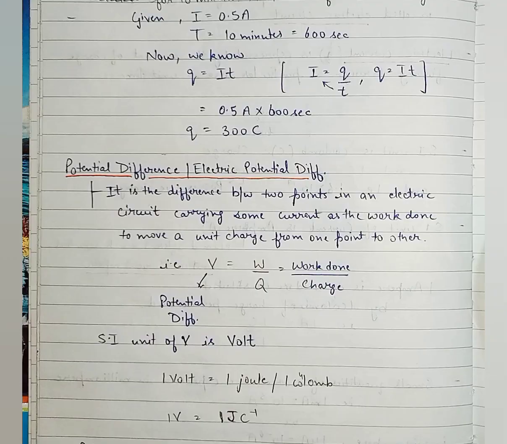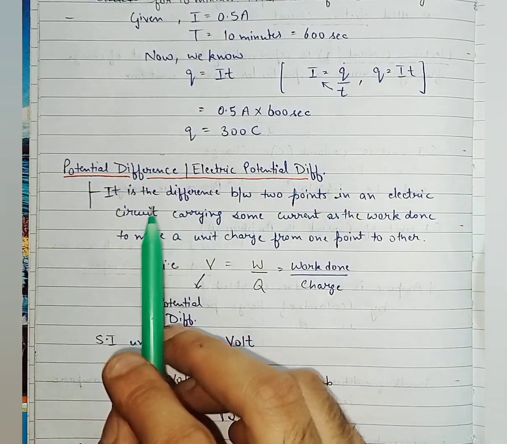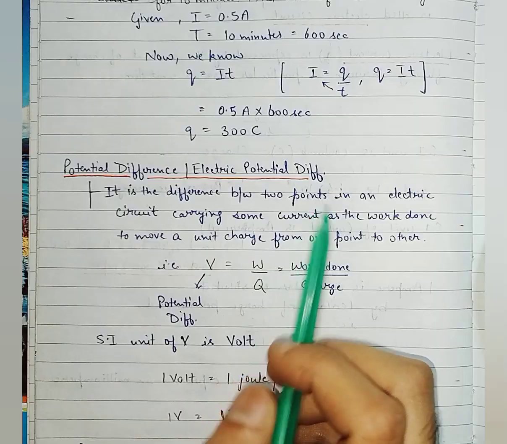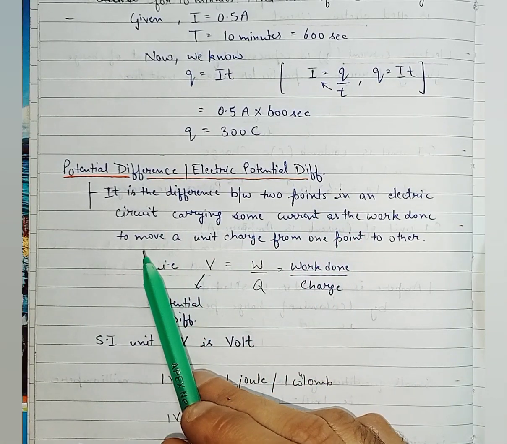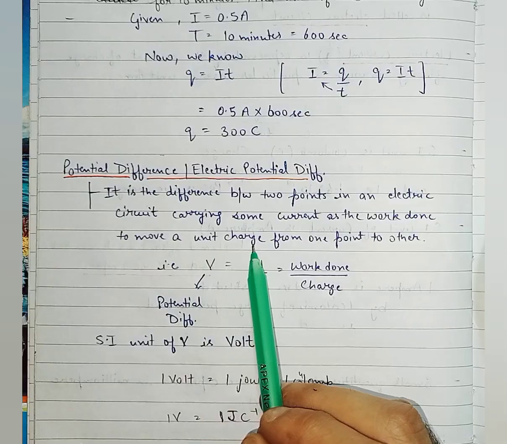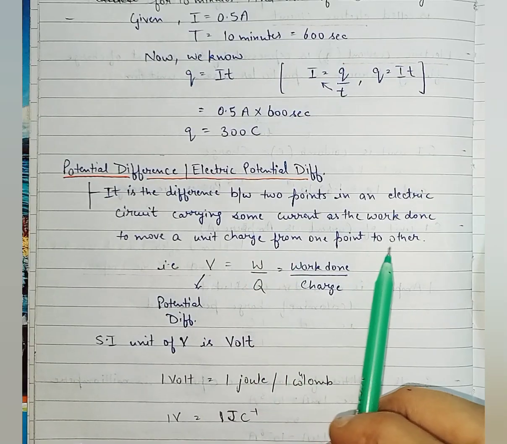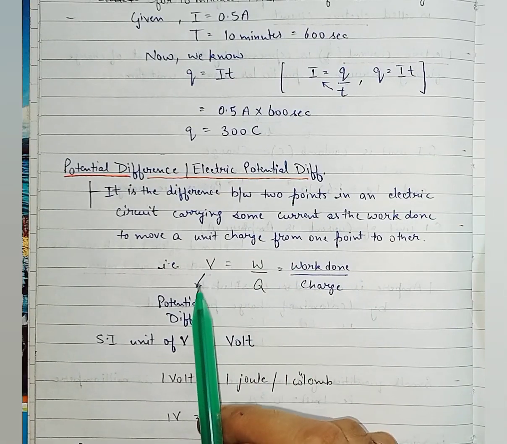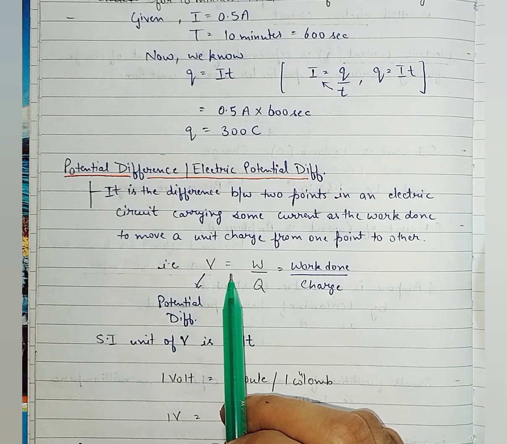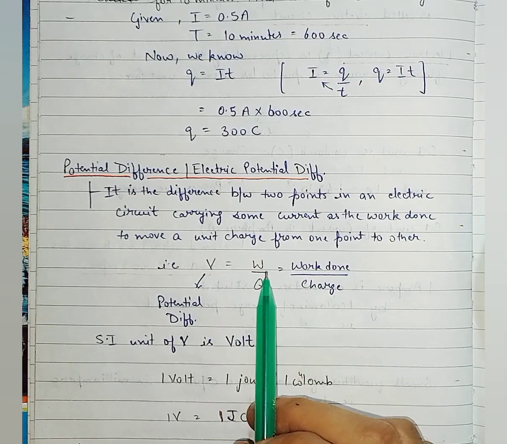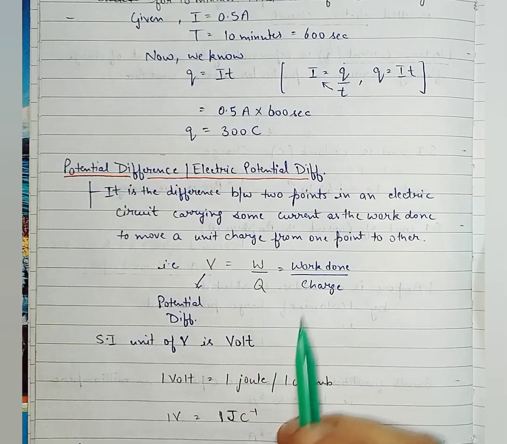So our next topic is potential difference, or electrical potential difference. It is the difference between 2 points in an electric circuit carrying some current, as the work done to move a unit charge, or we can say electrons, from one point to another. Potential difference is denoted as V, which is equal to work done upon charge. W is work done and Q is charge.